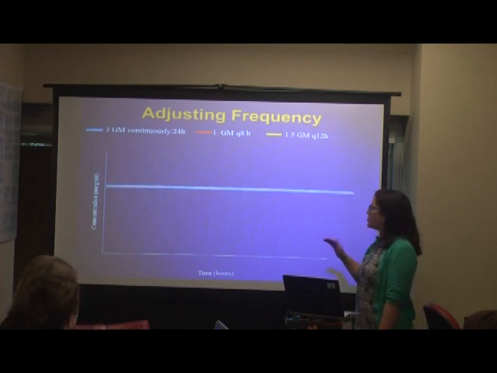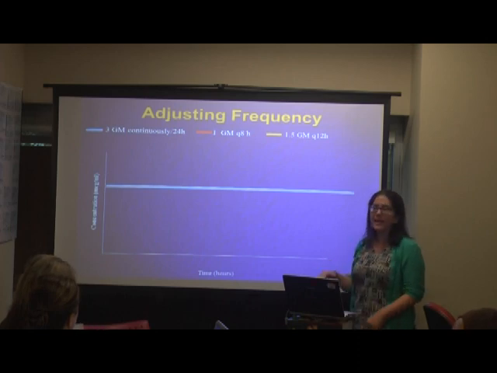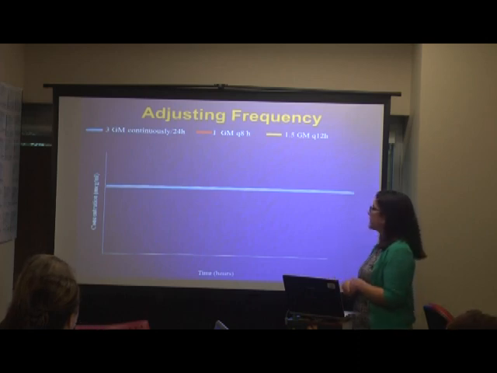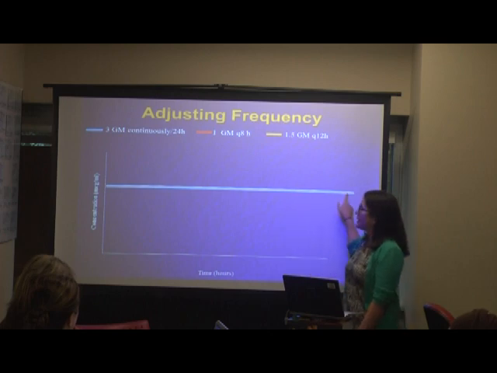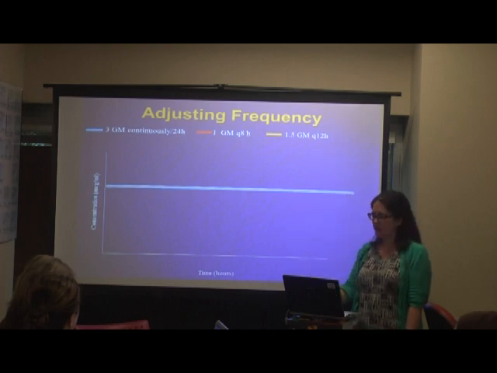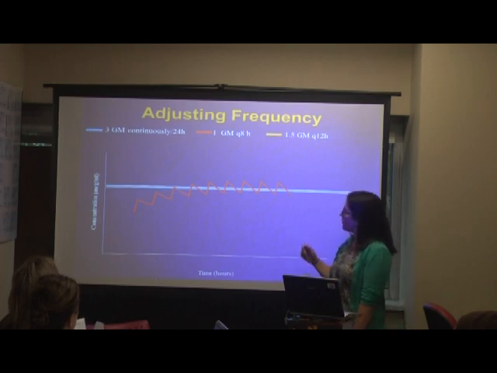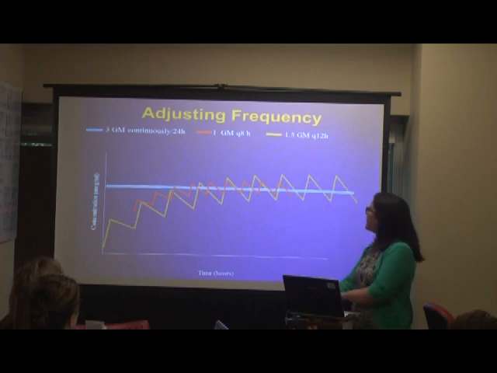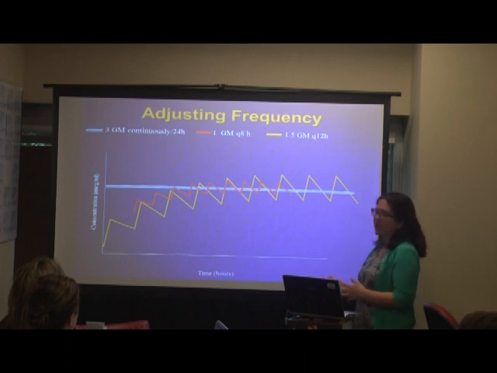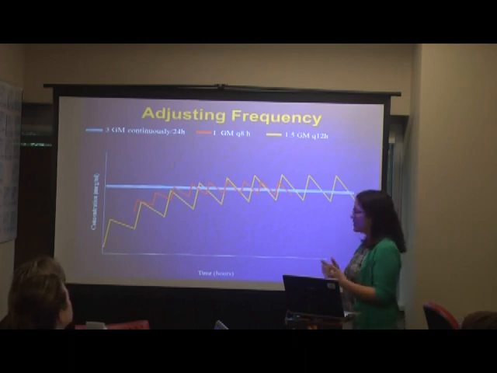So this shows the different concentrations based on the same total daily dose, but using different intervals. The blue line here is if we gave 3 grams continuously over 24 hours. The red line is if we gave 1 gram every 8 hours. And the yellow line is if we gave 1.5 grams every 12 hours. So these would be predicted concentrations.